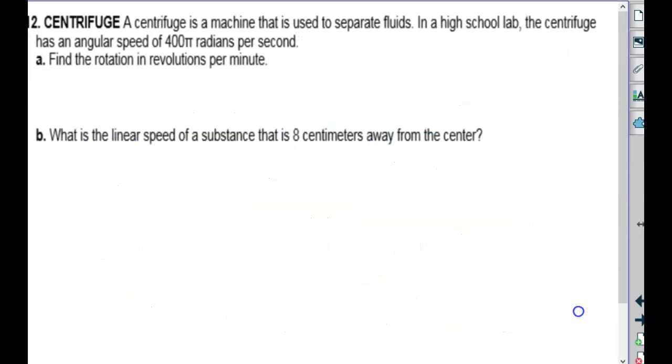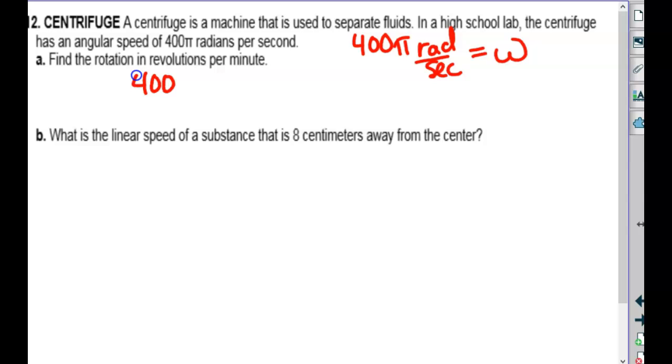All right, 12 is very similar. A centrifuge is used to separate fluids. It is spinning at 400 pi radians per second. Ooh, nice. What is that? If it's in radians per second, it is currently an angular velocity. Part A says switch it to revolutions per minute. Oh, fine. It's just a dimensional analysis question. What are we going to do here? I want to get rid of radians and end up in what? RPMs. Yes, rotations. So radians got to go down here, rotations up here.